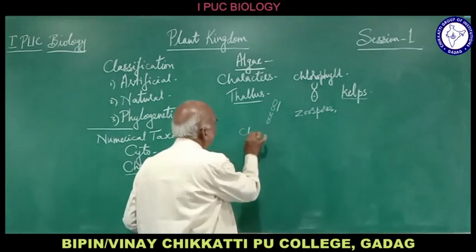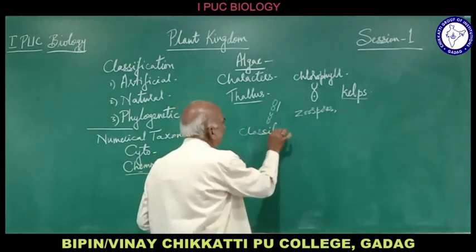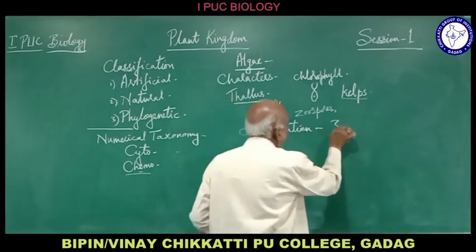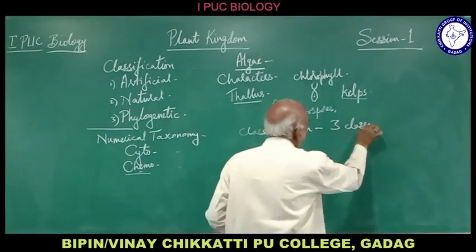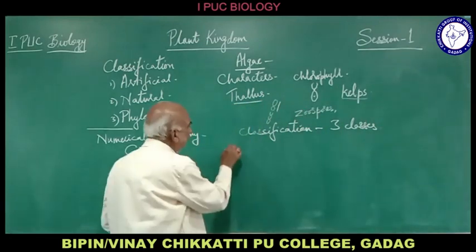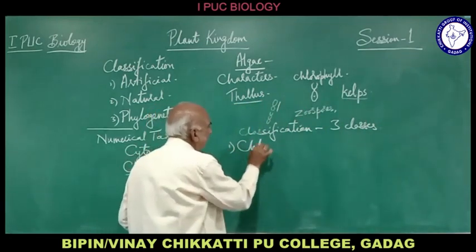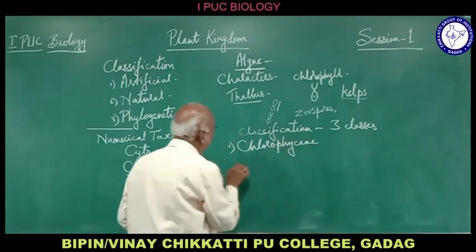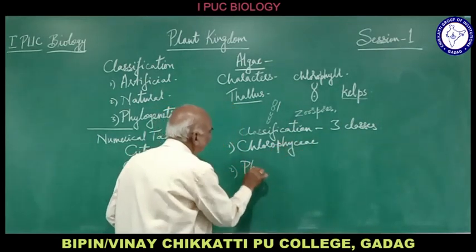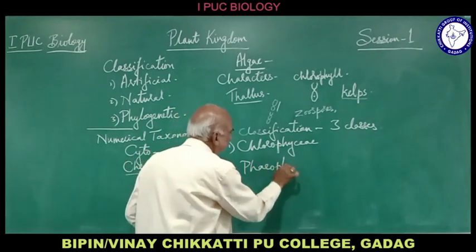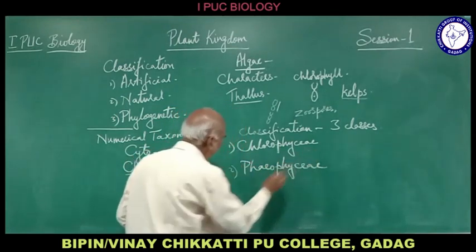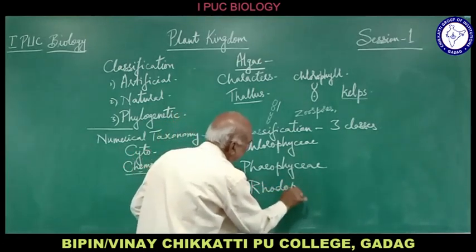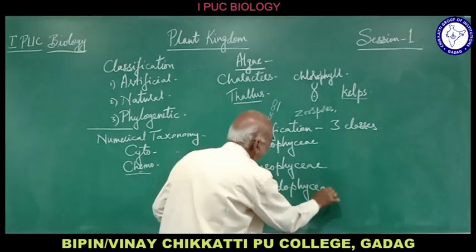Then when we come to the classification of algae, the classification is very simple. Algae is divided into three classes. One is class Chlorophyceae, it is one group. Then class Phaeophyceae, this is another group of algae. Then class Rhodophyceae. So these are the three groups into which we can classify algae.